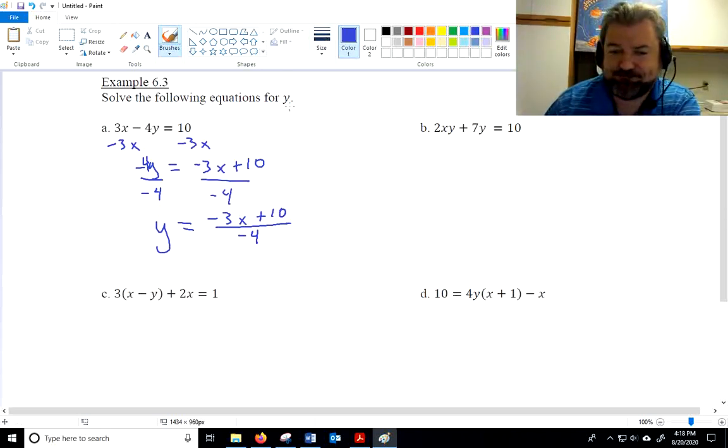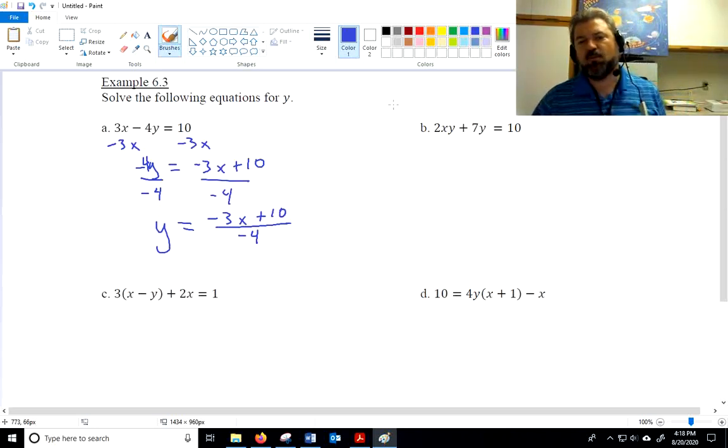All right, let's go on to letter B. 2xy plus 7y equals 10. And we're solving for y. Okay, so when you're solving an equation for y, what you want to do is get all the terms that have a y in it on the same side of the equal sign. Okay? And I've got that, right? I've got a 2xy and a 7y. Those are the two terms. Remember, terms are separated by pluses and minuses. So I've got this term, that's a term. I've got this term, that's a term. And I've got this term, right? I got the ones with y's on one side.